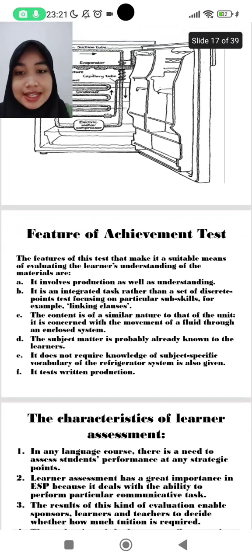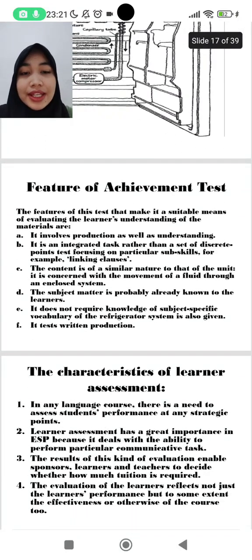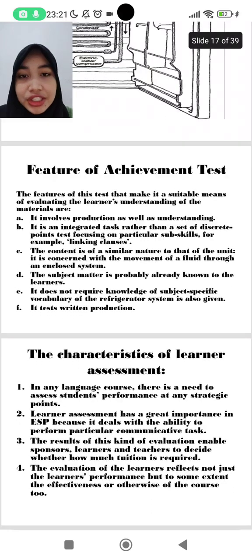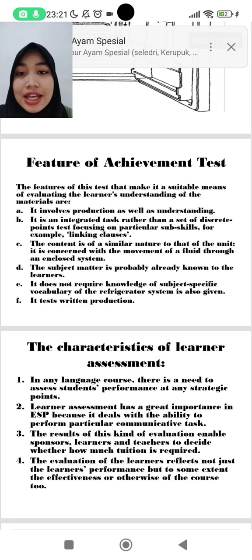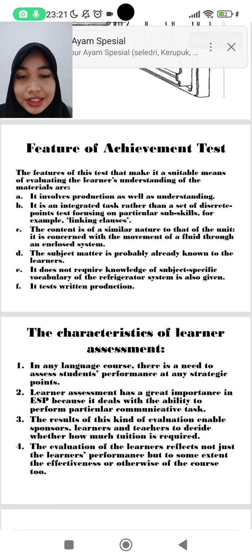Feature of achievement test. The features of this test that make it suitable as a means of evaluating the learner's understanding of the materials are: it involves reduction as well as understanding. It is an integrated task rather than a set of discrete points test focusing on a particular subscale, for example, linking clauses. The content is of a similar nature to that of the unit.